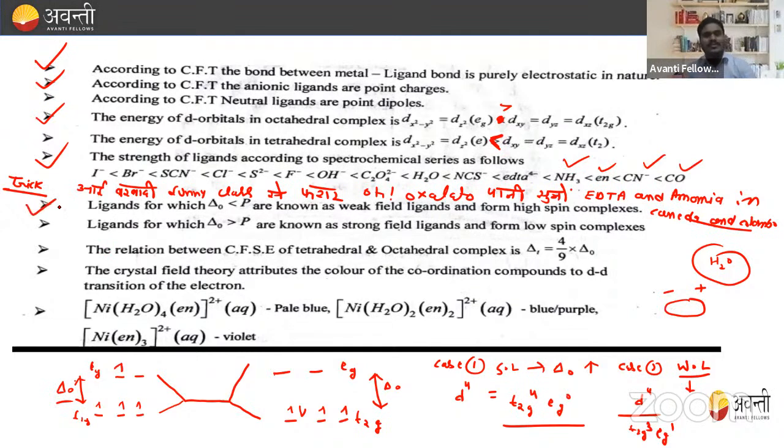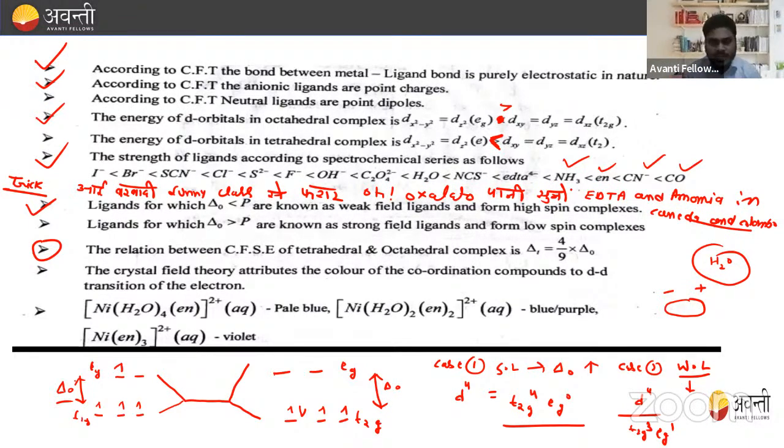I already explained this, so there is no need to read this point. That is, the ligand with delta greater than P is known as a weak field ligand, and so on. This one is very important, and this year itself, that is in the 2023 January session, questions came from this topic.